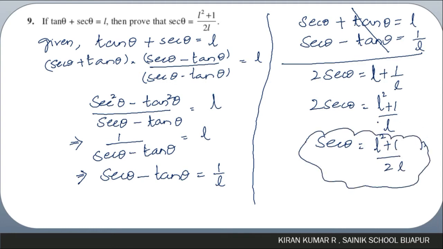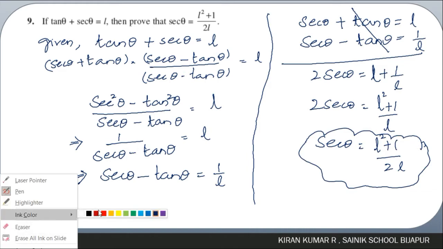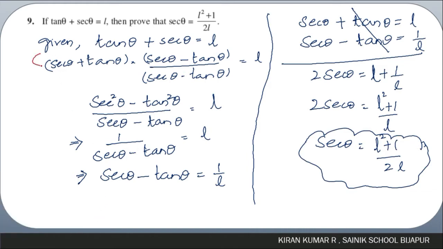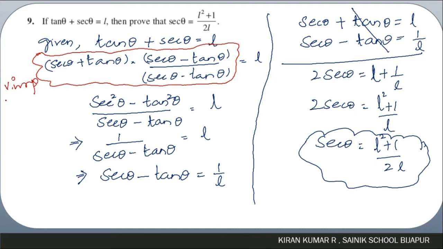What is the very important step here? The important step is I have multiplied and divided by secant theta minus tan theta. This is the most important step. Unless we do this, we won't get the answer in an easier way. Let's see the next question.